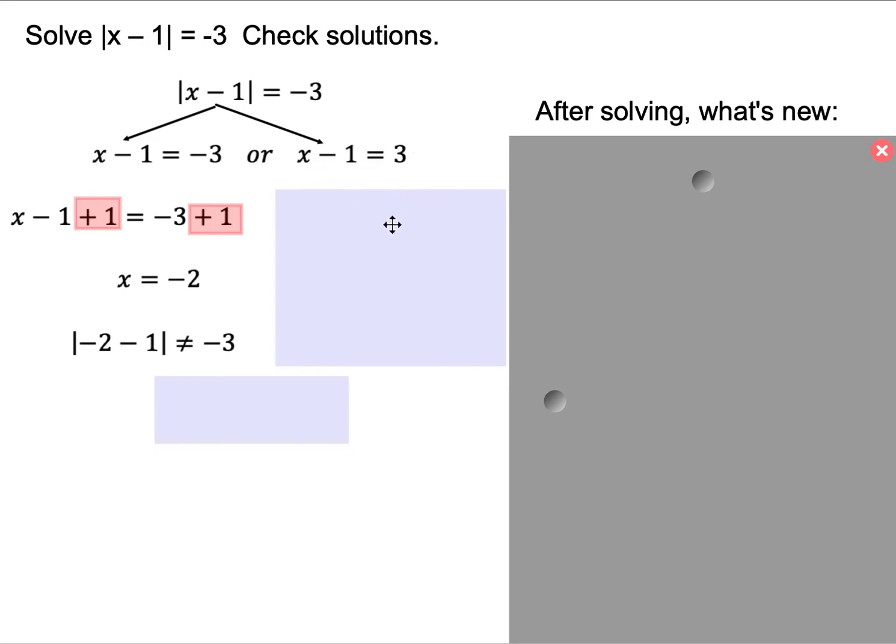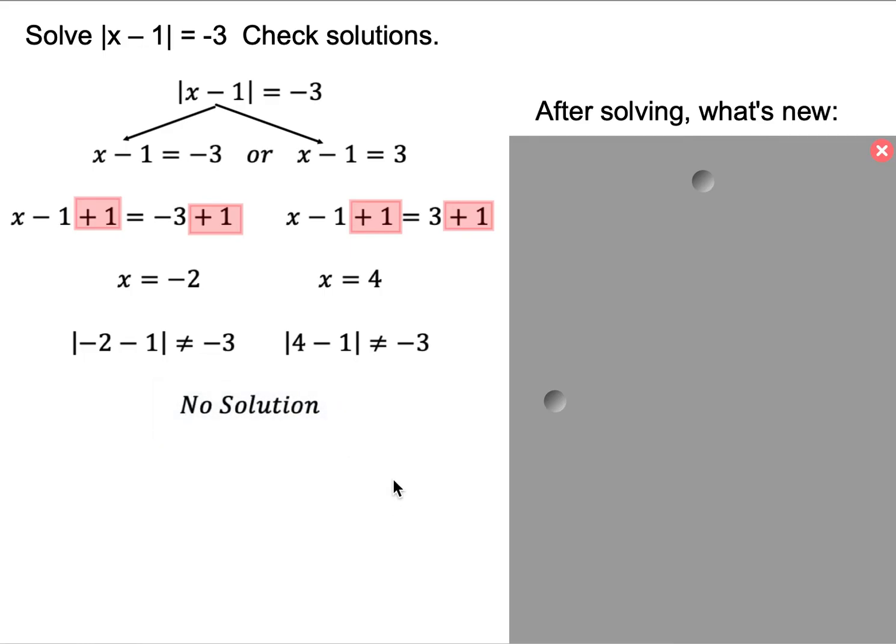x minus 1 equals 3. We're going to add 1 to both sides and get x equals 4. Then we try it in to see if it works. 4 minus 1 is 3. Does the absolute value of 3 equal negative 3? That doesn't work either. Because neither of the solutions I produced work, there is no solution here.